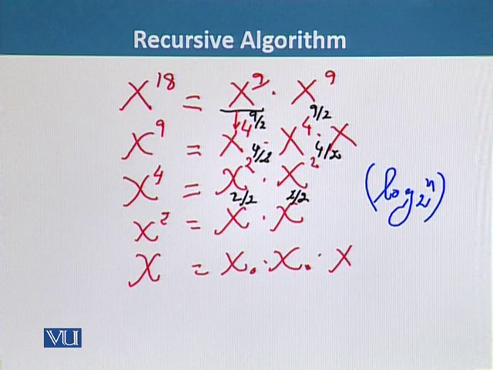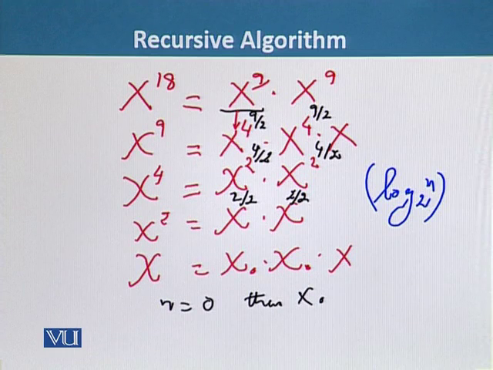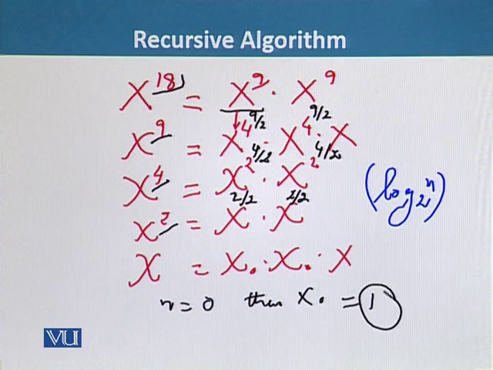So in this algorithm, the base case is that if n is 0, then x^0 is returned as 1. This is the recursion step. Here we call the function once more. This time the exponent is half, meaning n by 2. As we saw above, it was 18 and we halved it to 9, and we divided further until we got the answer 1.